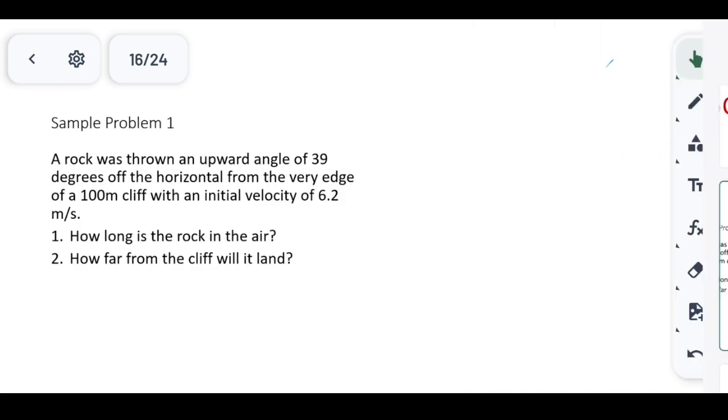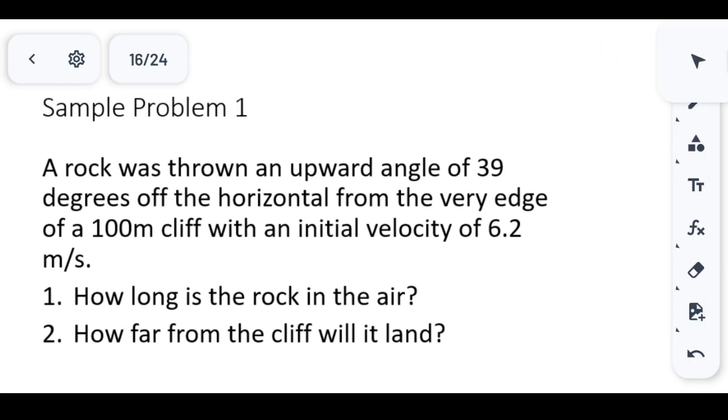I have here sample problem 1, which reads: a rock was thrown at an upward angle of 39 degrees off the horizontal from the very edge of a 100-meter cliff with an initial velocity of 6.2 meters per second. The questions are, how long is the rock in the air, and how far from the cliff will it land?